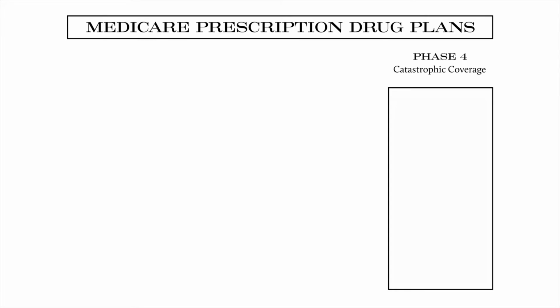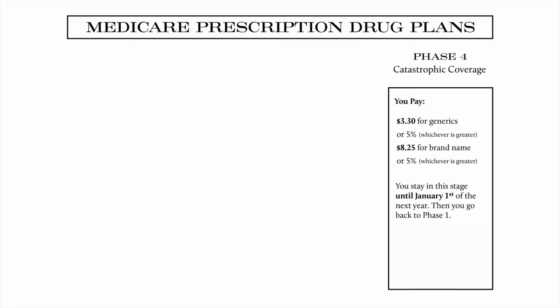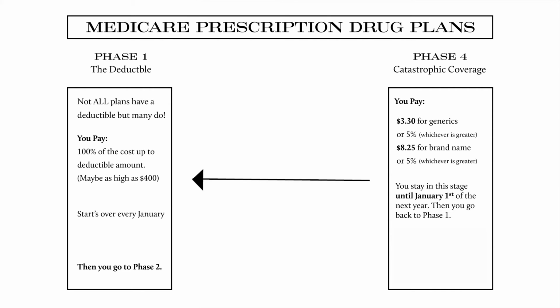If you do get out of the coverage gap, you will go into the final phase of a prescription drug plan, and that's Phase 4, the catastrophic coverage phase. In the catastrophic coverage phase, generic medications will cost you $3.30 or 5%, whichever is greater. Brand name medications will cost you $8.25 or 5%, whichever is greater. You will be in the catastrophic coverage phase until January 1st of the following year. Then the phases will start all over again at the deductible phase if your plan has one.